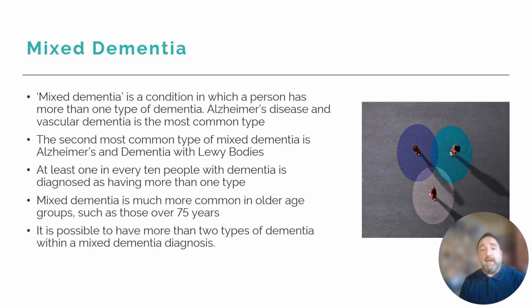At least 1 in every 10 people with dementia is diagnosed as having more than one type. Mixed dementia is much more common in older age groups, such as those over 75. If you think about that, the most common type is Alzheimer's with vascular. As we get older, we're more prone to developing issues such as high blood pressure, problems with our arteries, that sort of thing. So it probably stands to reason that might be one of the reasons why. But it's possible to have more than two types of dementia within a mixed dementia diagnosis.